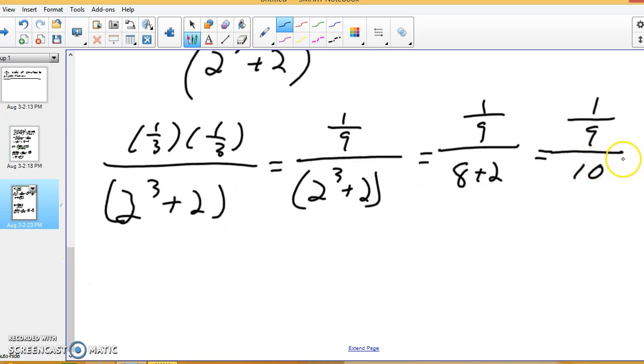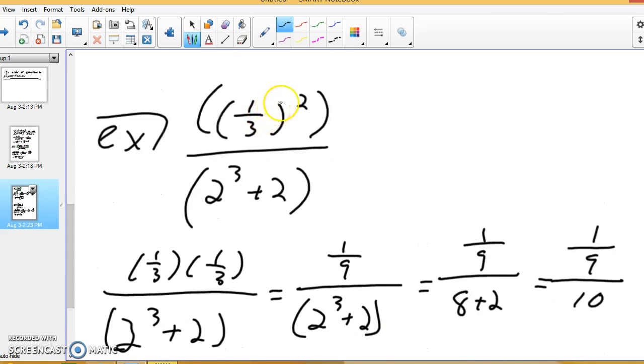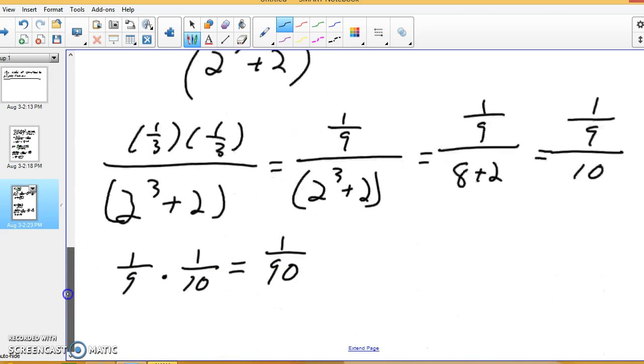Now just our regular fractions dividing fractions. So that is just the numerator multiplied by the reciprocal of the denominator. Our denominator is 10, so its reciprocal is 1/10. And then we just multiply straight across. So this whole expression equals 1 over 90.